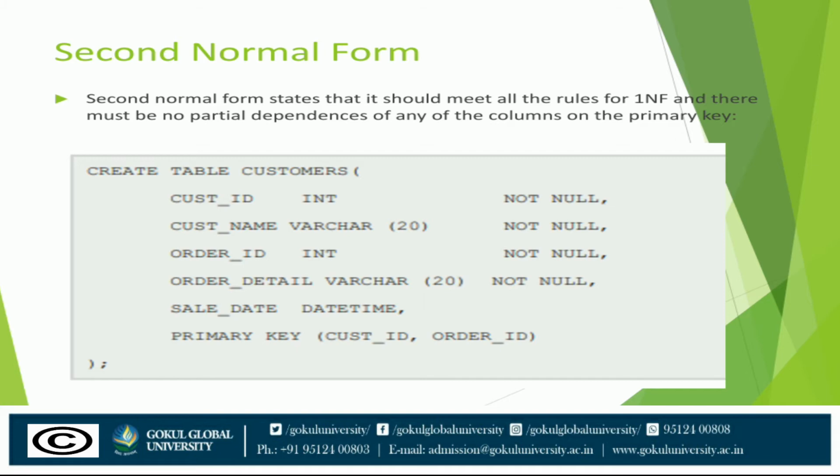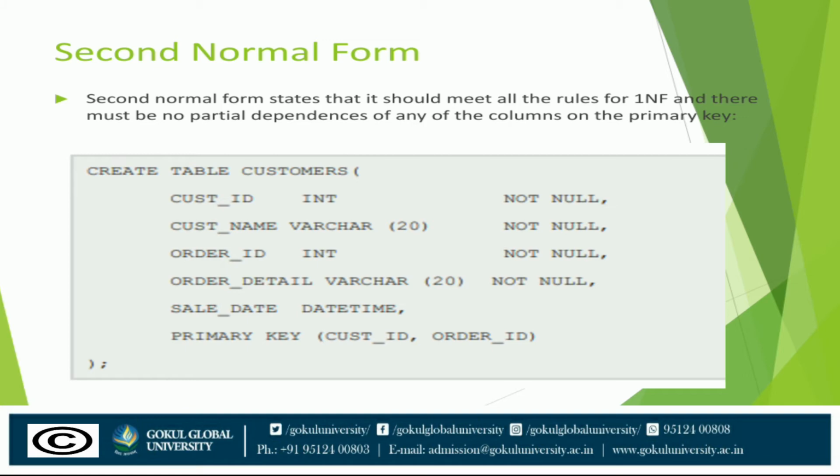Now second normal form. Second normal form states that it should meet all the rules of 1NF and there must be no partial dependencies of any of the columns on the primary key. Consider, for example, a customer order relation where you want to store customer ID, customer name, order ID and other details, and the date of purchase.